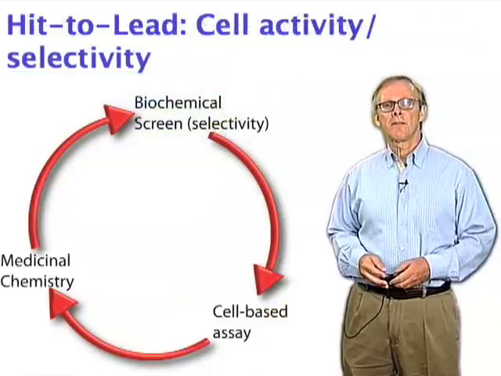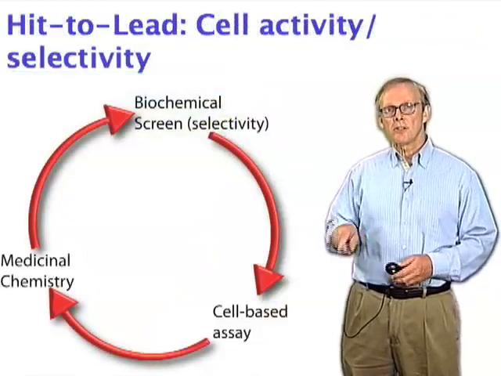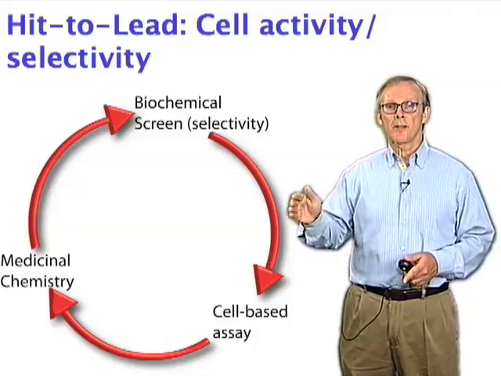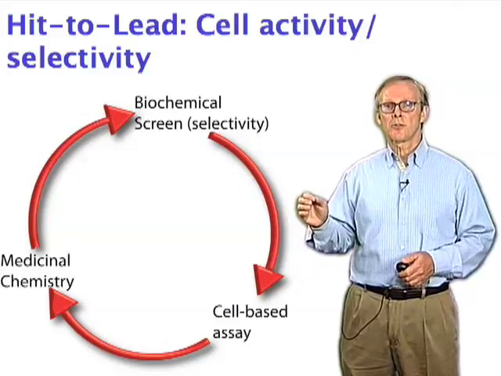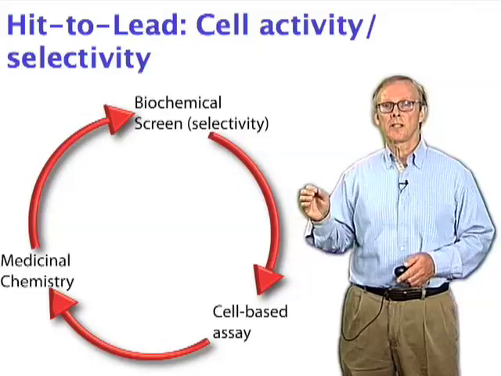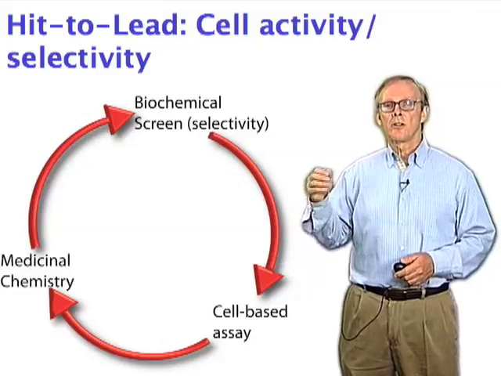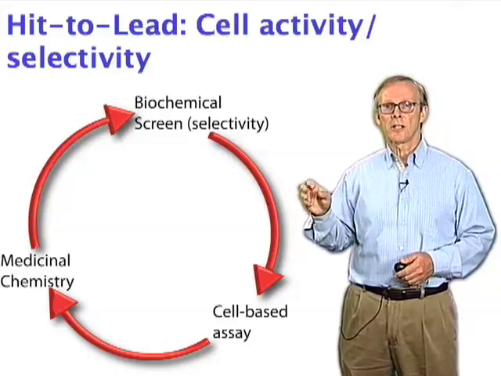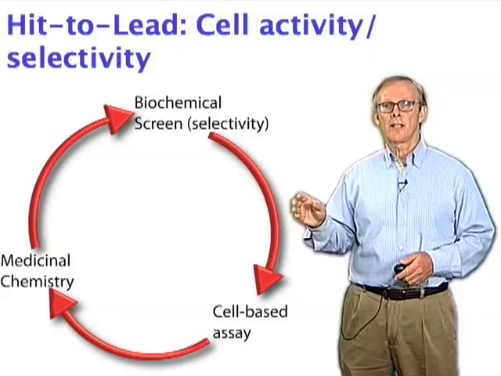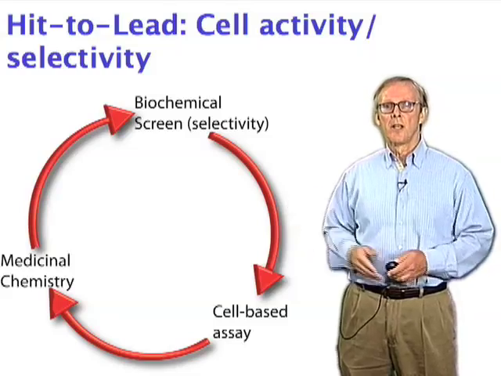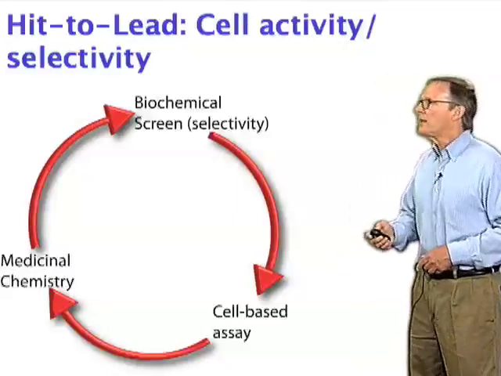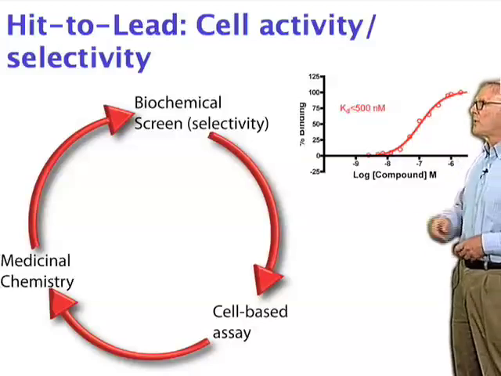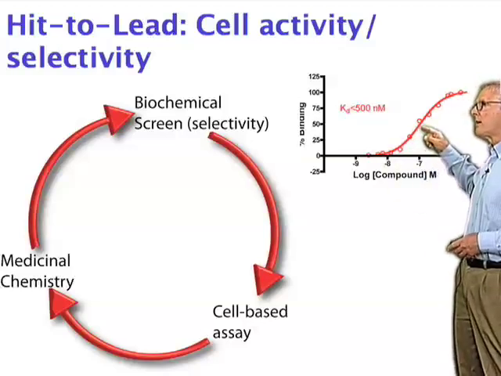The key aspect of the hit to lead stage is an iterative process in which we not only show that the compound works in a biochemical assay, but we also demonstrate that it works effectively and selectively in a cell-based assay. So it can actually go through the cell membrane, reach the target inside the cell, if it is an intracellular target, and engage that protein in a cell-based assay. In starting this process, the compounds start off with potencies that are weaker than we would like, as shown in this biochemical binding assay.